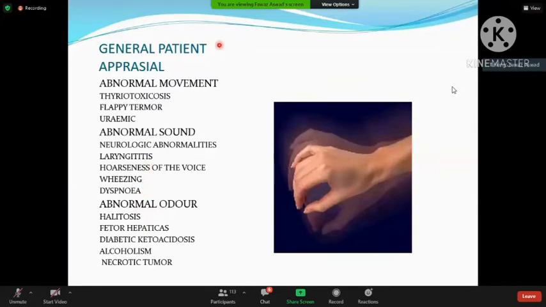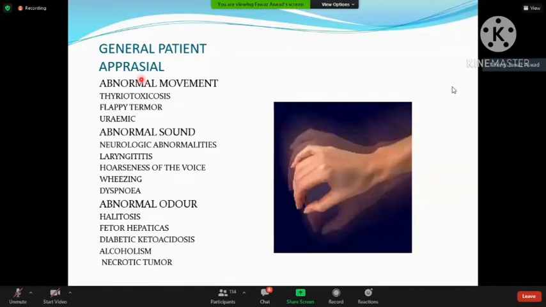Again, in brief, in the general examination of the patient, we could notice abnormal movement. We divided the abnormal movement as due to thyroid, due to liver, due to uremia. Or we could notice sometimes there will be abnormal sound. We divided the abnormal sound into neurology, or sometimes laryngitis, or hoarseness, or bronchial asthma, or wheezing, or difficulty or insufficient amount of air passing through the lung, or inability to respirate normally, like for example dyspnea.